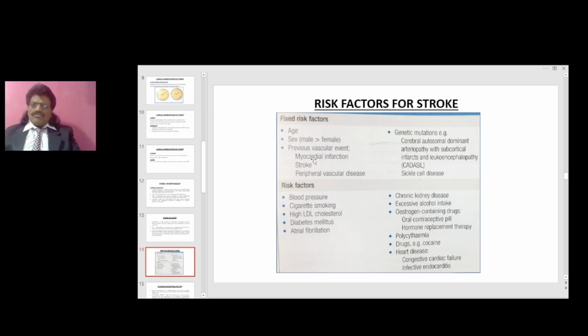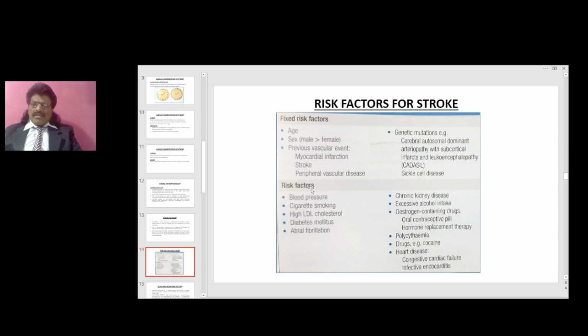So what are the risk factors for stroke? The risk factors of stroke can be divided into two categories. One is the fixed risk factors. Fixed risk factors are age, sex, male more than female, previous vascular event like myocardial infarction, stroke and peripheral vascular disease, genetic mutations like cerebral autosomal dominant arteriopathy with subcortical infarcts and leukoencephalopathy, and sickle cell disease.